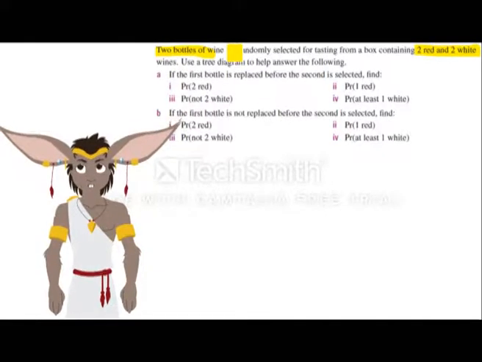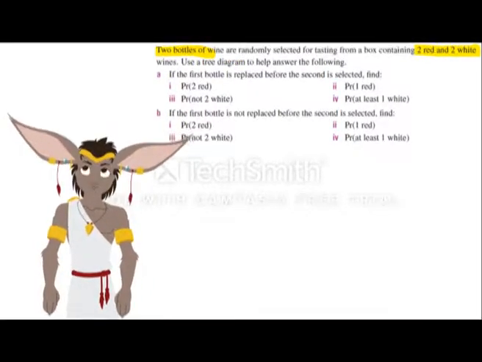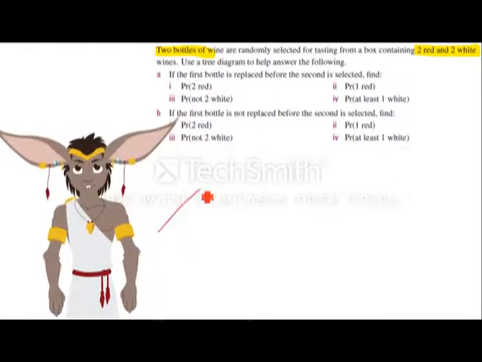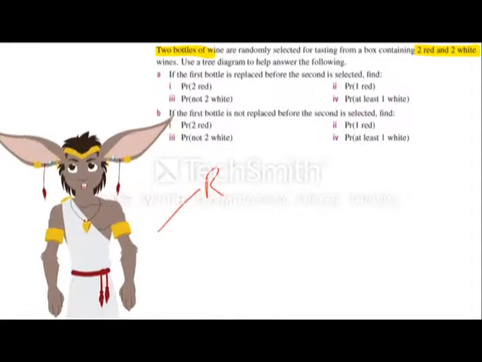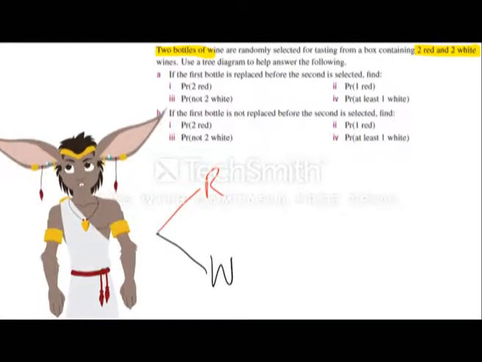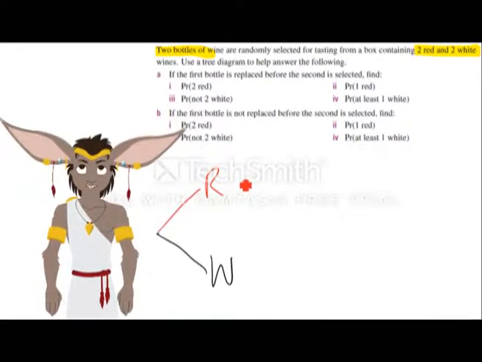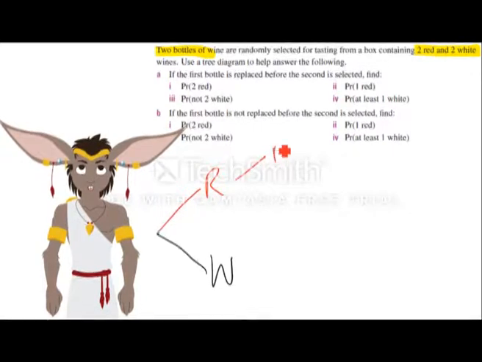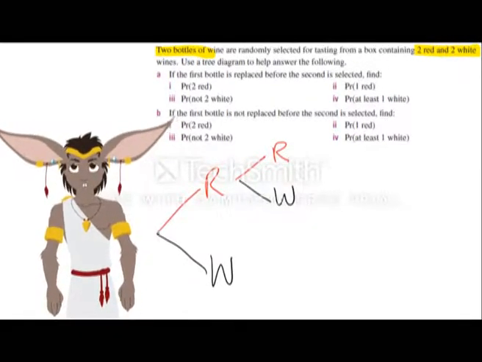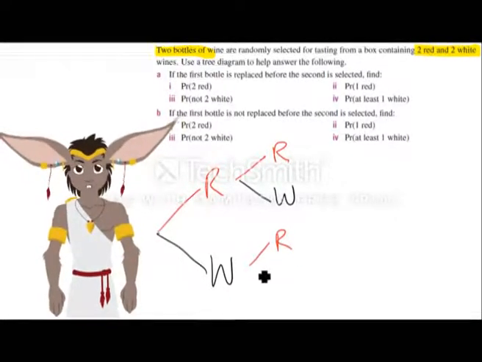We're going to select 2 of them. Obviously, if we were to choose one of the bottles of wine at the start, we can either choose a red one or we can choose a white one. After we've chosen the first red one, we could choose another one and it could be red or it could be white. If we chose a white one first, obviously the second one could be red or it could be white.